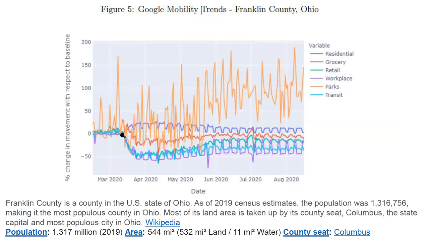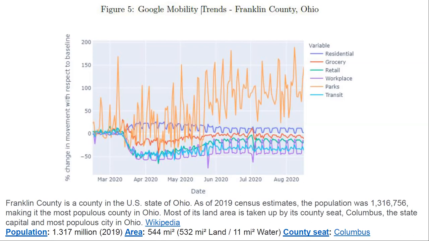So not surprisingly, before the lockdown, before the pandemic starts, everybody's at 0% because you're just doing what's normal. And then there's a huge spike upwards in parks, down in workplace, down in transit, down in retail, down in grocery. Other than grocery, it does eventually climb back up, and it's not down so much in the end. And then you have residential.